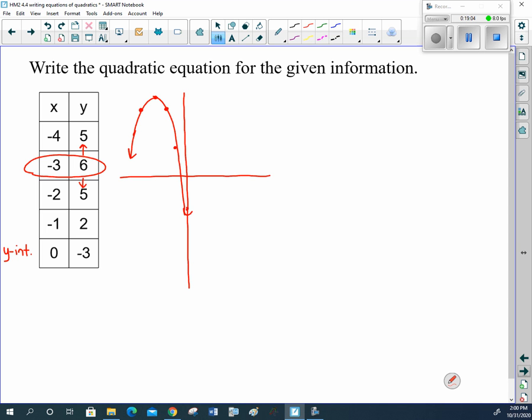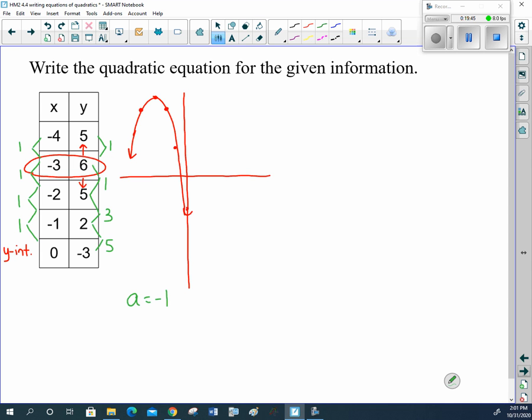I can also tell from the table what my A is. As these x values right here keep going over 1, that's kind of what happens in our pattern when we graph, we always go over 1. As they move over 1, look what happens with the y values. So between a 6 and a 5 is 1. Between 6 and 5 is 1. The difference between 5 and 2 is 3. And between 2 and 3 is 5. I can see it's following my 1, 3, 5 pattern. So I can see that this parabola has an a value of -1. It's opening down. It's following the 1, 3, 5 pattern.